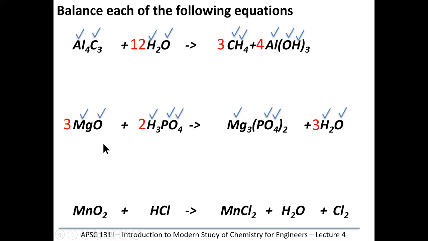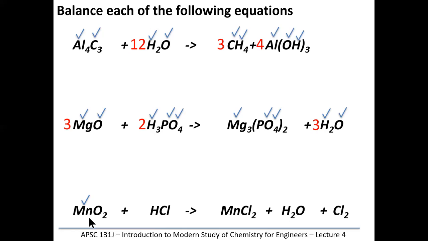And in my last example, I can see manganese. Just let me get rid of that for a second here. I can see manganese is in two places. Oxygen is in two places. Chlorine is in three places. So chlorine will be the last thing I balance.